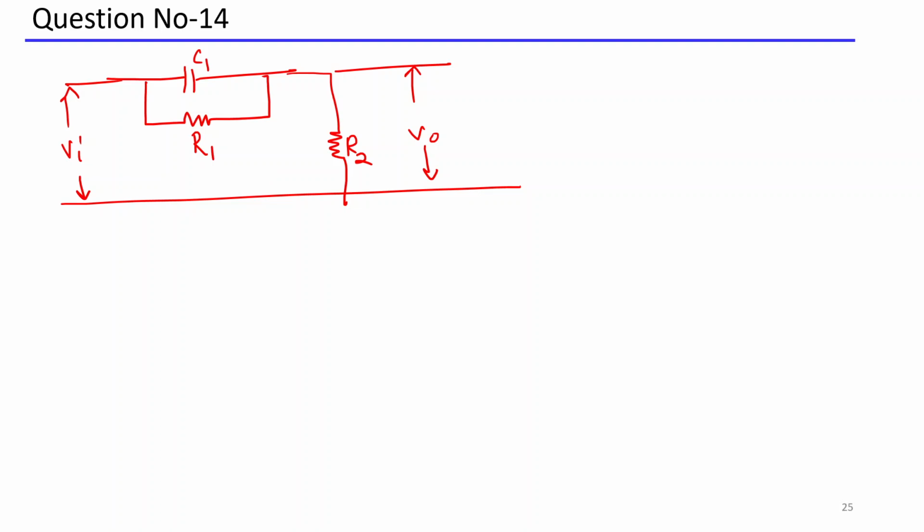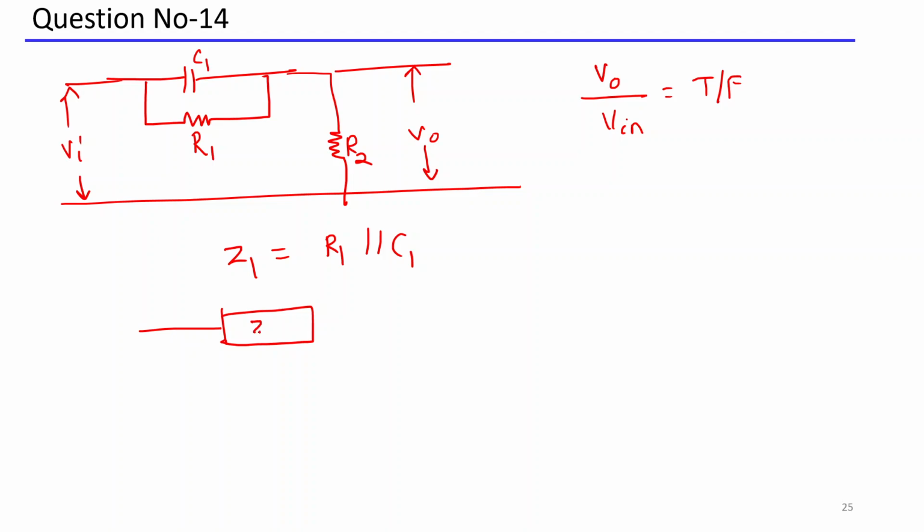For this, for any system like that given to you, first of all you have to find the transfer function, that is, the output voltage divided by the input voltage. So what you do, take this R1 and C combination as Z1. Z1 is R1 in parallel with C1. Now simplify the circuit by impedance.